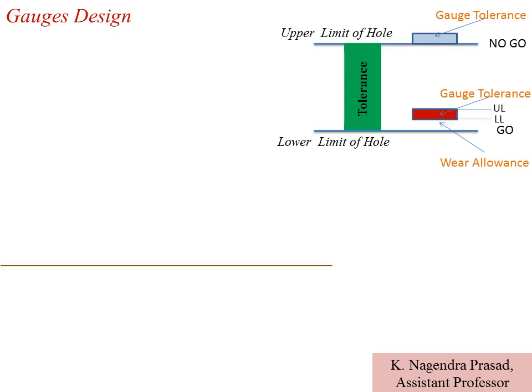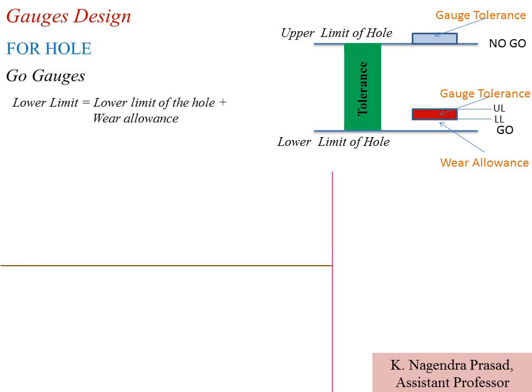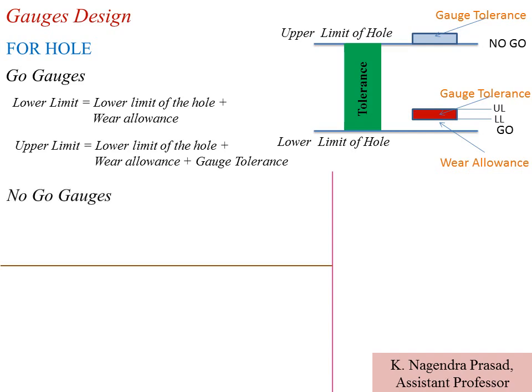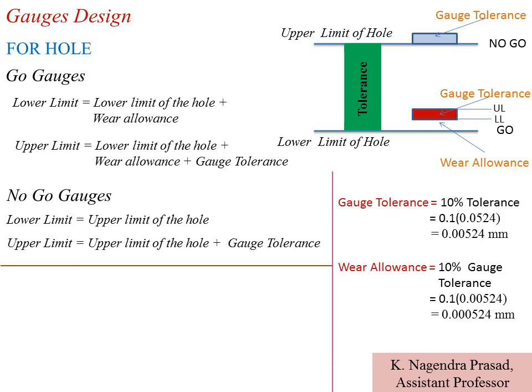The lower limit of the go gauges is equal to the lower limit of the hole plus wear allowance. Similarly, the upper limit of the go gauges is equal to the lower limit of the hole plus wear allowance plus gauge tolerance. Similarly, for the no go gauges, the lower limit of the no go gauges is equal to the upper limit of the hole, and the upper limit of the no go gauges is the upper limit of the hole plus gauge tolerance.